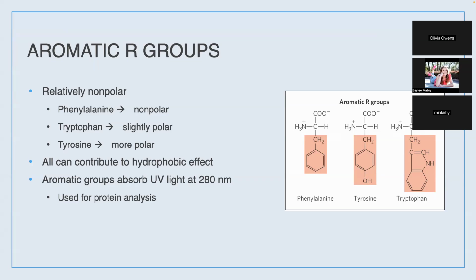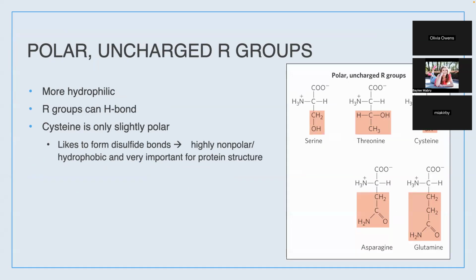Okay, that was it. So now here's our polar uncharged R groups. These are going to be more hydrophilic. They're still uncharged. Charged is going to be even more polar. But these ones are polar even without a charge on them. They're not charged, but they're polar. So we give them their own little group here. These are going to be way more hydrophilic than anything that we've looked at so far. The R groups can all hydrogen bond somewhere or another.